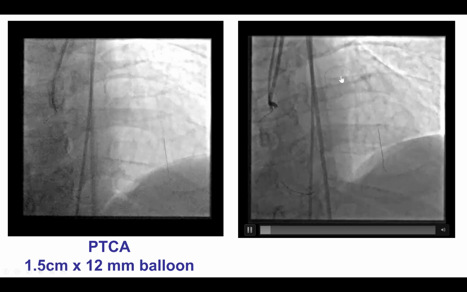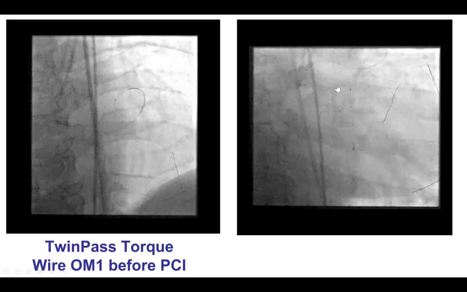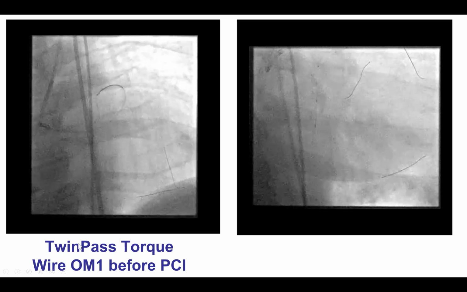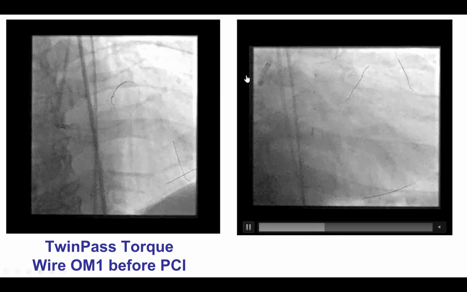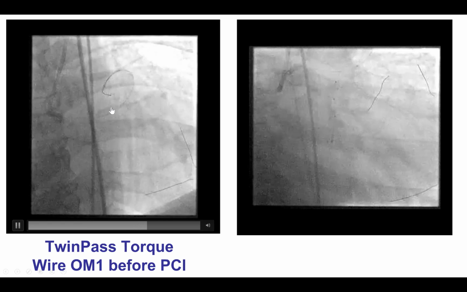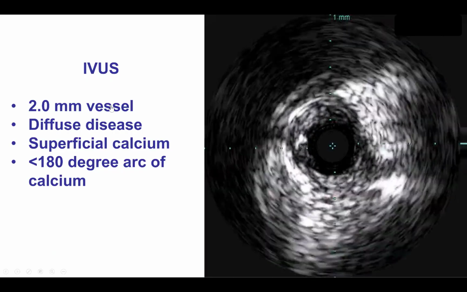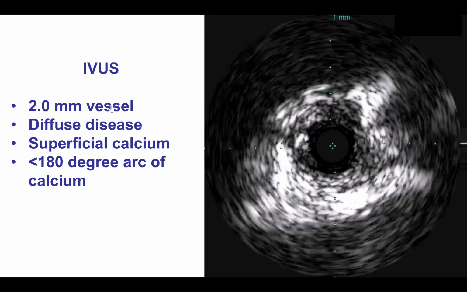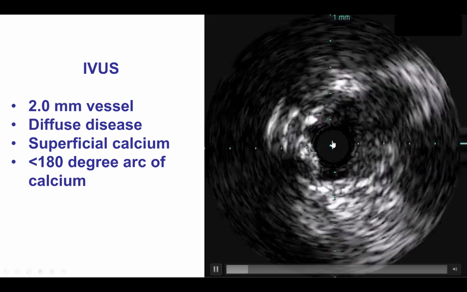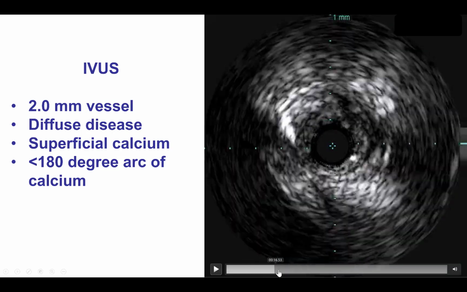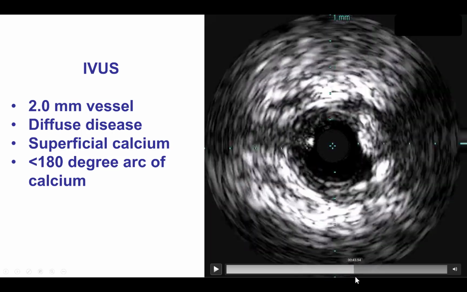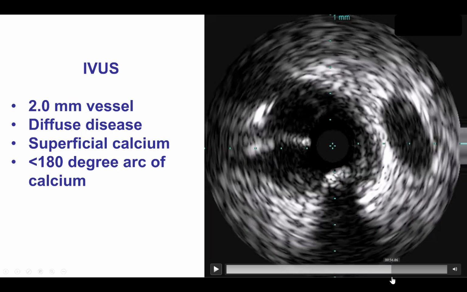After performing balloon angioplasty, we were able to restore some antegrade flow. Once again, visualization is poor. We were able to use a Twin-Pass to advance a wire in an obtuse marginal branch that appeared to be large, and we needed to preserve it. And then we performed intravascular ultrasound. This was a diffusely diseased vessel. The lumen distally was only 2 millimeters. There was some calcium, although not circumferential calcium, and there was diffuse disease all the way to the proximal vessel.